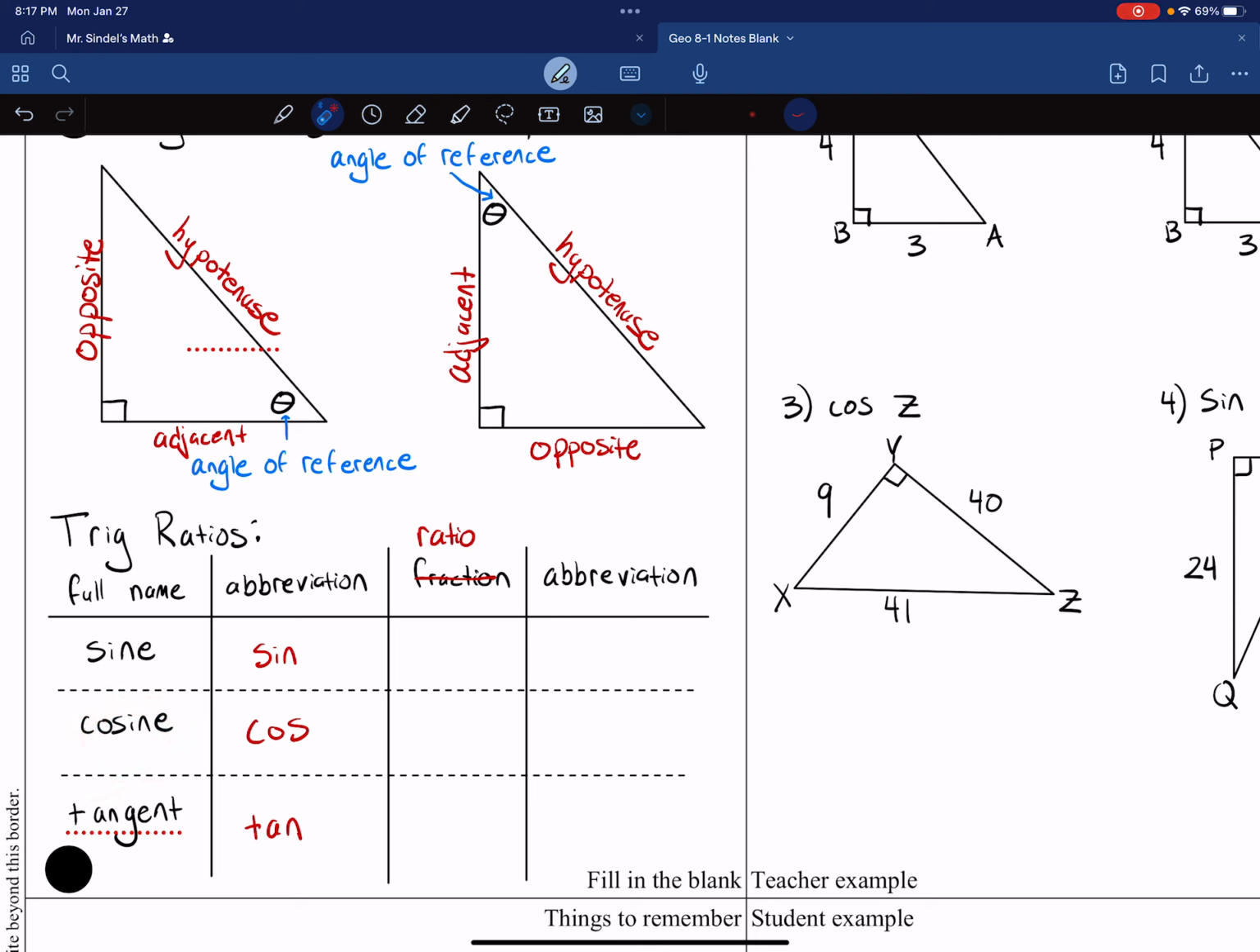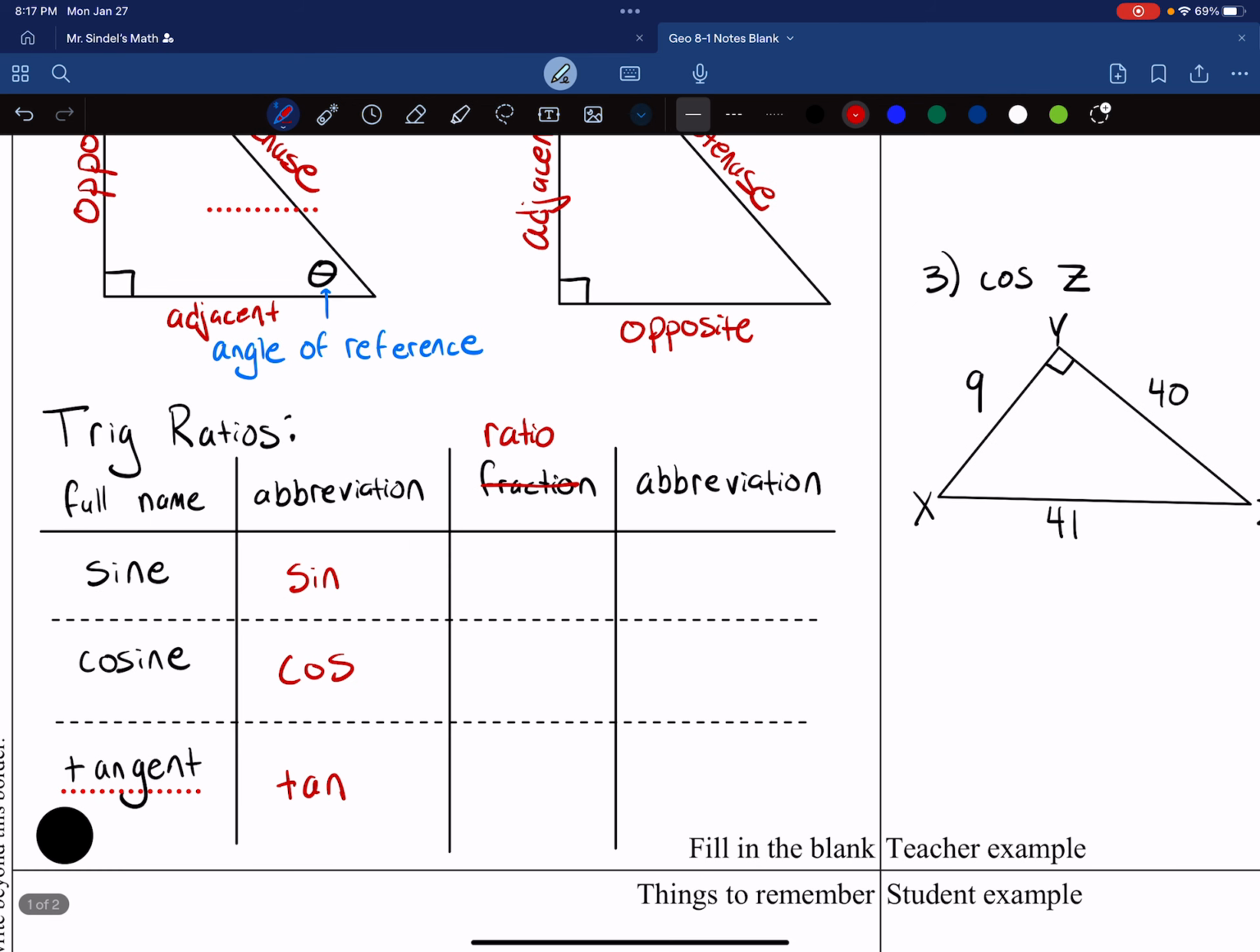All right, so what is sine? Well, sine is the ratio, the fraction of the opposite divided by the hypotenuse. So it is a lot to write, but I'm going to go write it in here. It is the opposite in the numerator and the hypotenuse in the denominator. Let's go ahead and rewrite that. Where cosine is the adjacent divided by the hypotenuse. And then finally, the tangent is the opposite divided by the adjacent.